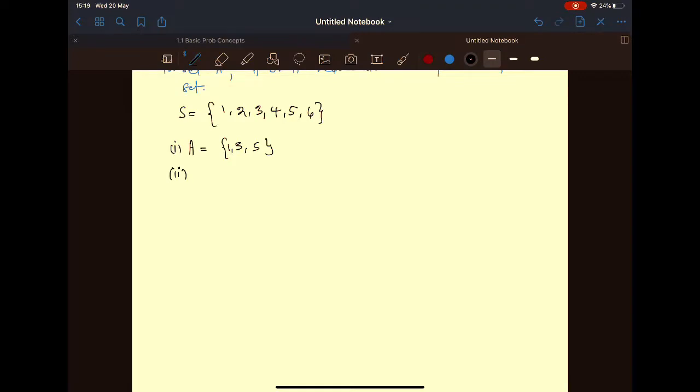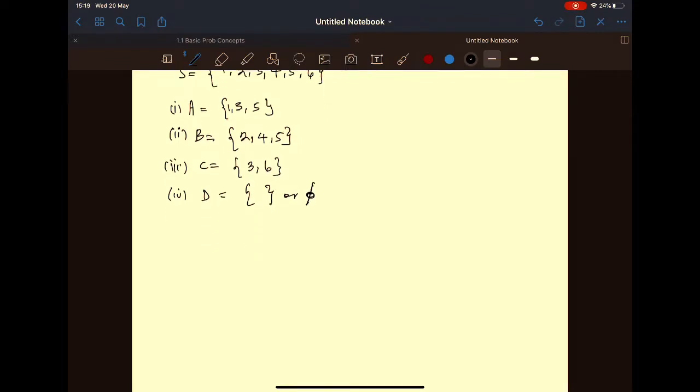The second one says even numbers. Even numbers are 2, 4, and 6. The third one tells us to find the set of numbers which are divisible by 3. And we know it's 3 and 6 which are divisible by 3 in the set. And also D is the set of numbers which are greater than 6, and we have no number greater than 6. So D is an empty set.